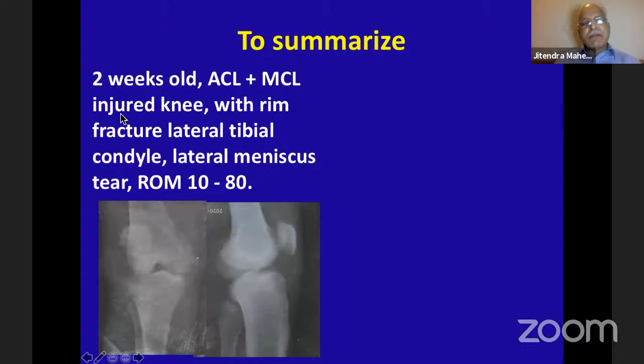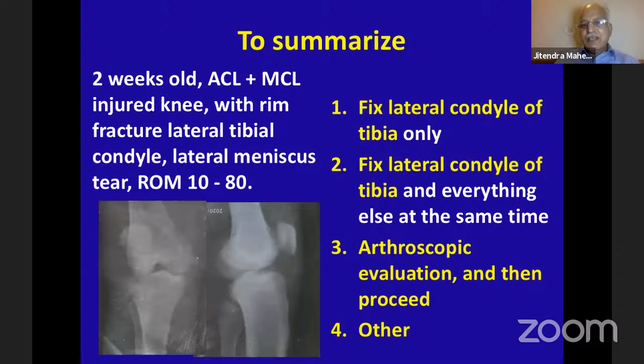And just to summarize, if I can say, a 2-week-old ACL plus MCL injured knee with rim fracture of the lateral posterolateral condyle with a lateral meniscus injury as per MRI and a range of motion of 0 to 80 degrees. Now that was the situation, and if I can ask the faculty, these were the four options I thought at that time.